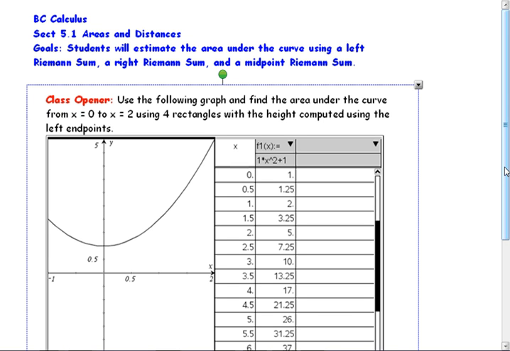So we are going to do Riemann sums, and all a Riemann sum is finding the area under the curve. So I don't want you to get upset when it says, find the Riemann sum using something like, in this case, 4 rectangles, and the height computed using the left endpoints. We called that LRAM last year. Okay, Zach?